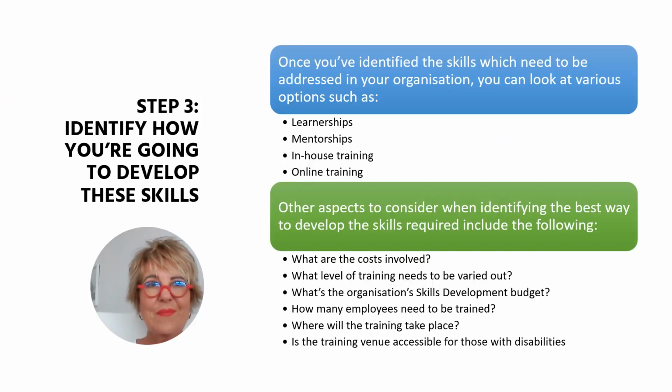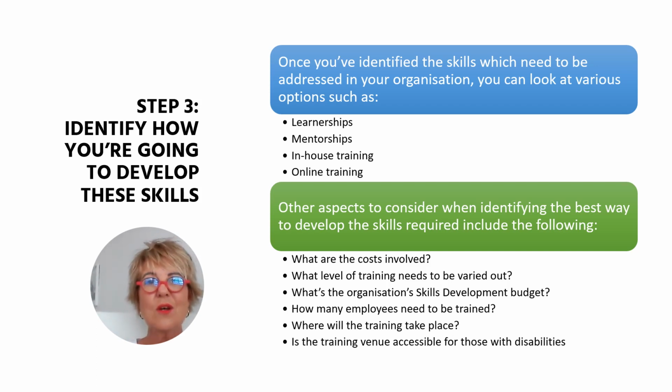Step 3. Identifying how you're going to develop these skills that are needed for your organization. So once you've identified the skills, you need to look at various intervention options that you want to implement on the different levels of an organization. Some of these interventions might be learnership, which is accredited programs, bursaries. It could be mentorship programs, in-house training, or online training that you want for your employees.